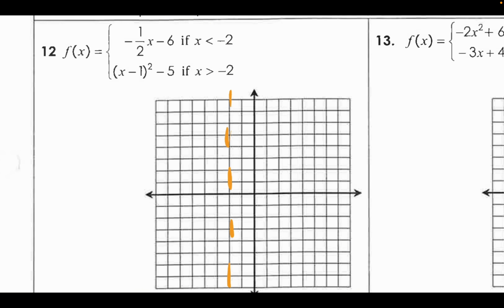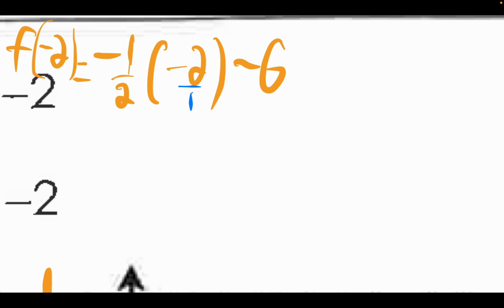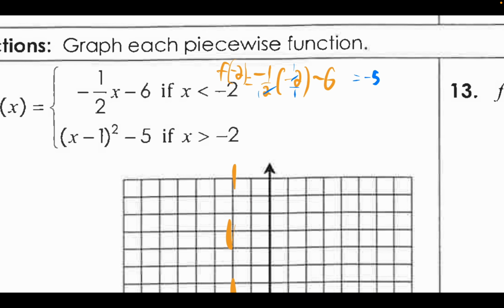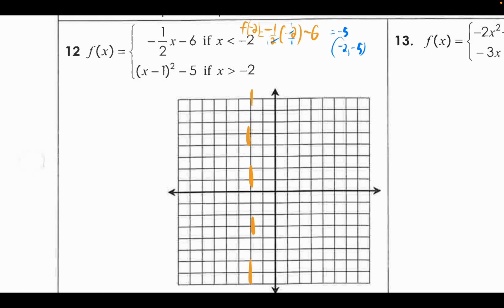So as I plug in -2 to this first one, I end up getting -1/2 times -2 minus 6. That's f of -2 equals, I should say. And these -1/2 and -2 reduce, thankfully, and we get +1, and 1 minus 6 is -5. And so I end up having the vertex, or excuse me, not the vertex, but this ordered pair being -2, -5. And that's an open circle because it's not or equal to, it's only less than -2.